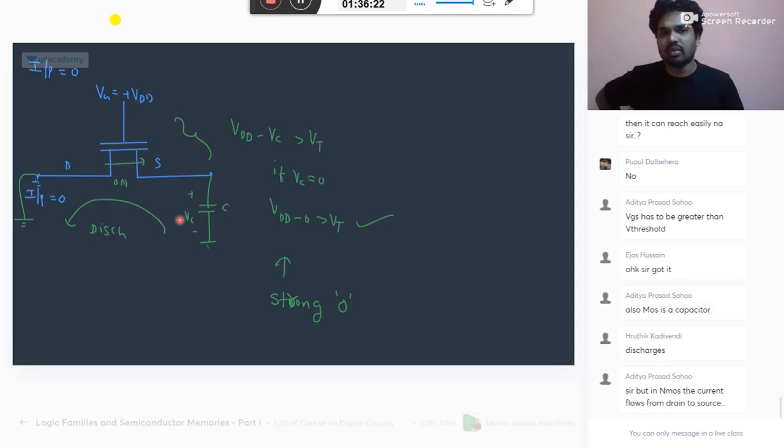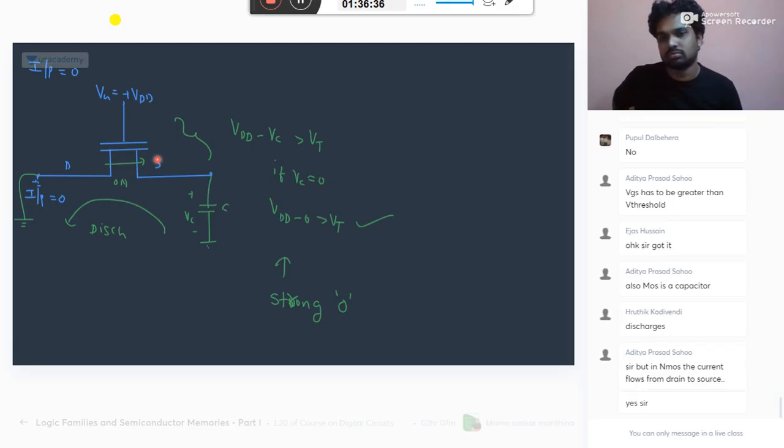Yeah, current can flow from any direction to here. You understand one more thing, Sahu, Aditya. Source and drain are interchangeable. Okay, you have provided the voltage here, and here you provided the short. In steady state, both are the same, so no current will flow at all. So is it clear?